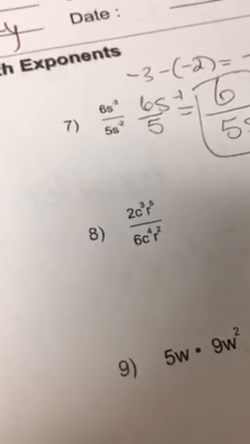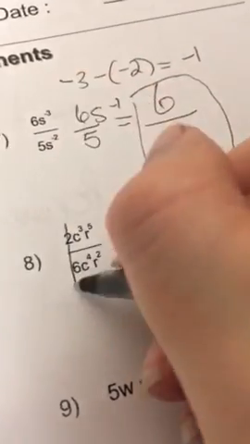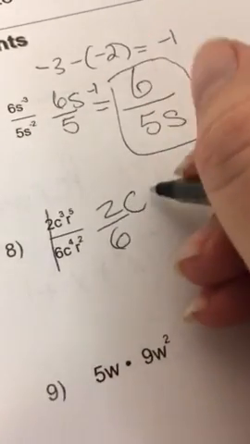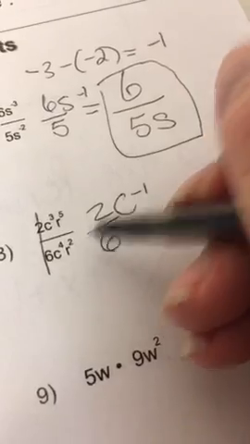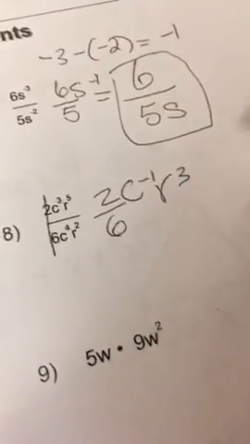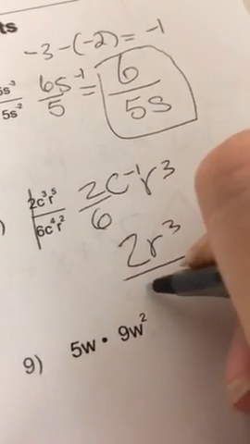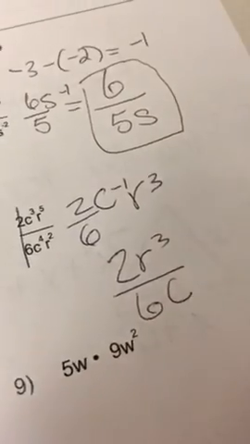Okay, for number 8, we're going to just keep the 2, 6. 3 minus 4 is negative 1. 5 minus 2 is 3. So then, I get 2r to the 3rd over 6c.